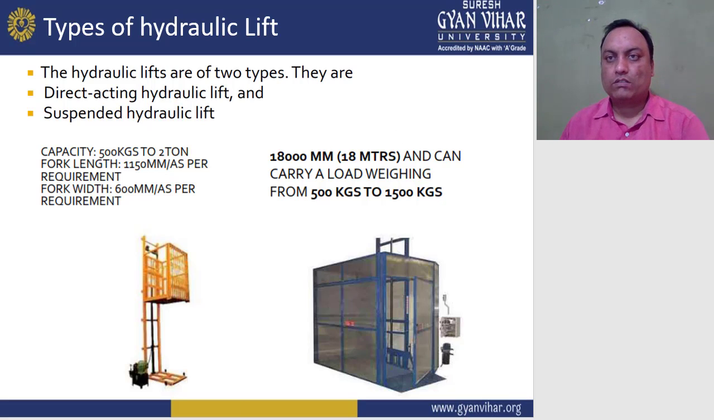So this figure 1 shows the direct acting hydraulic lift. For this lift, the capacity is 500 kg to 2 ton, and the fork length is 1150 mm as per requirement, and the fork width is 600 mm as per the requirement. And the second is the suspended hydraulic lift, and this is 1800 mm and 18 meters and can carry a load weight of 500 kg to 1500 kg, right? So these are the two different types of lift.